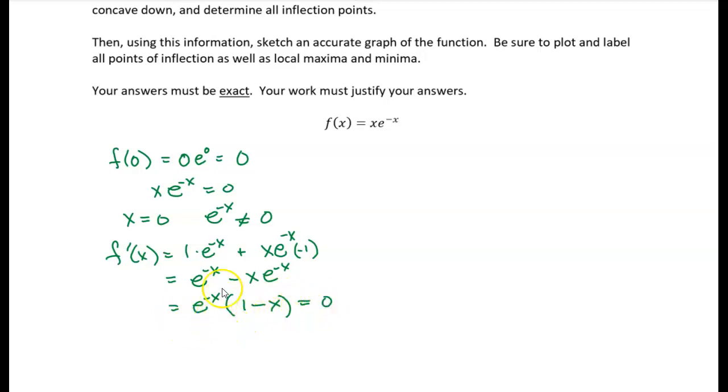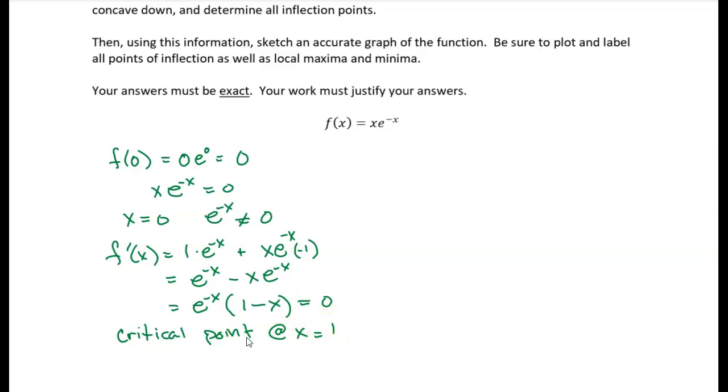So I have two factors, right? We already said that e to the minus x can never be 0. So the only way that this derivative is going to be 0 is if 1 minus x is equal to 0, and that occurs when x is equal to 1. So there's a critical point at x equals 1. Okay, that's our critical point.